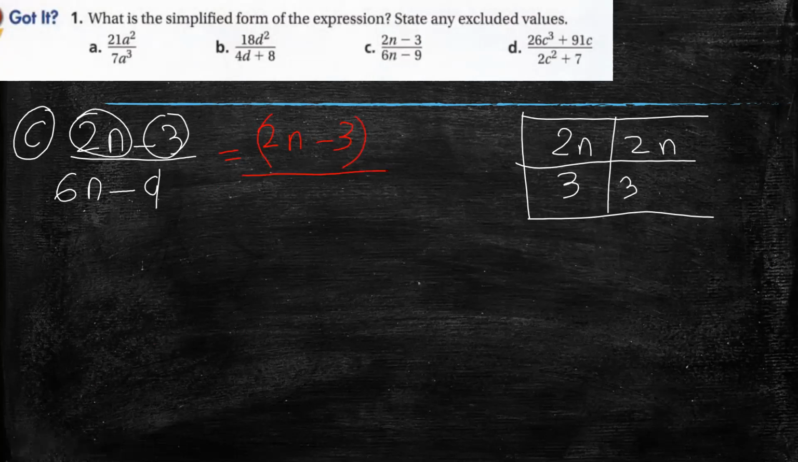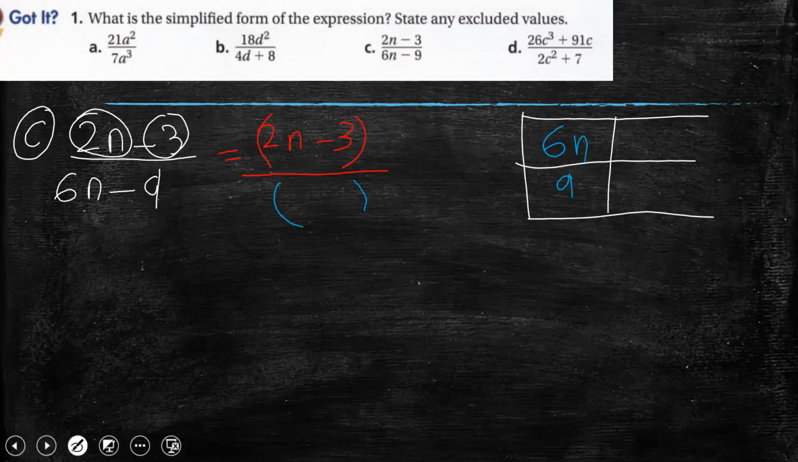Now look at 6n minus 9. 3 is a common factor. Yeah, bravo. So here we have 6n and 9. 6n is 2 times 3 times n. And here we have 3 times 3. So the common factor here is a 3.